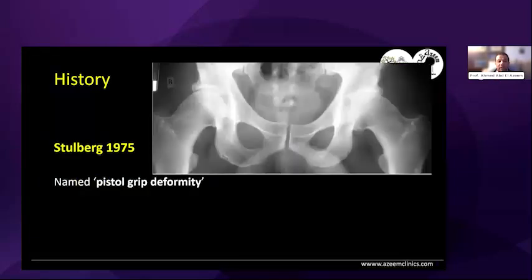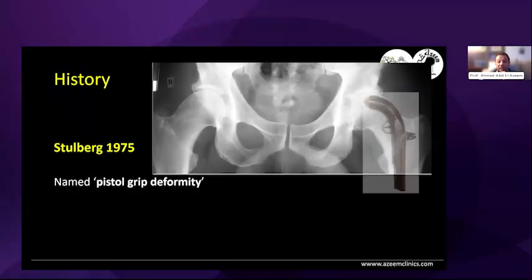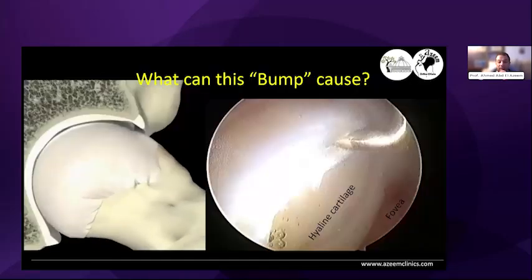And it's not actually a primary osteoarthritis, it's secondary due to a fundamental association with an abnormal proximal femoral morphology. Stulberg in 1975 defined this abnormality as what he named pistol grip deformity, and identified this as a cause of osteoarthritis, which was queried as secondary osteoarthritis at that time, and it's proved now to be secondary osteoarthritis and not wear and tear.